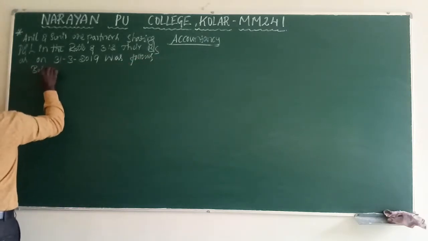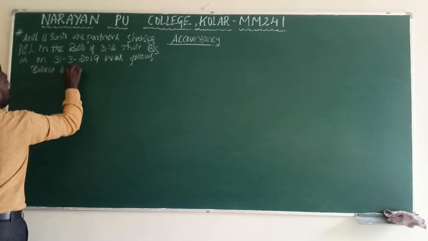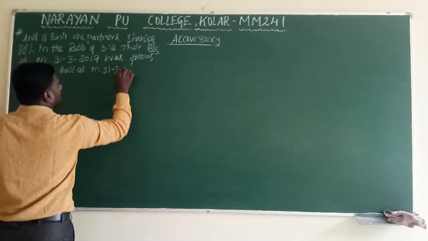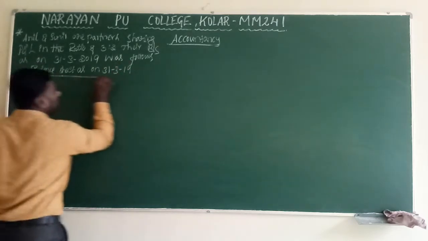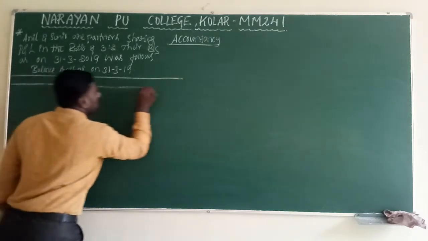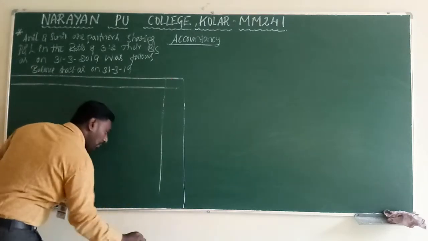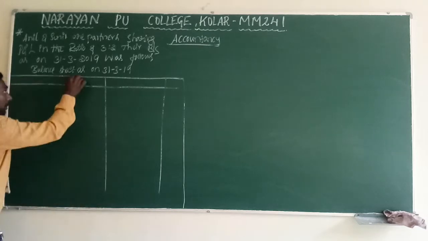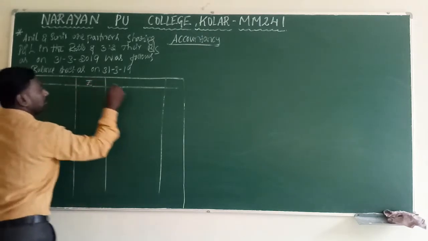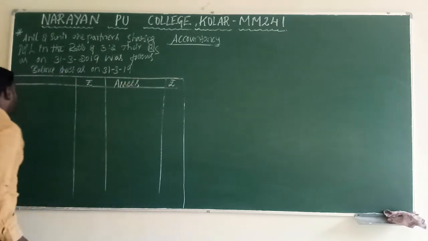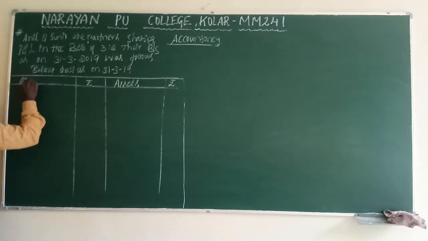Balance sheet as on 31st March 2019. So let's draw the balance sheet columns. Here the balance sheet columns will come: liabilities, amount, assets, amount. In this manner we have to create a balance sheet. We should write the headings one by one, starting with the liability side.